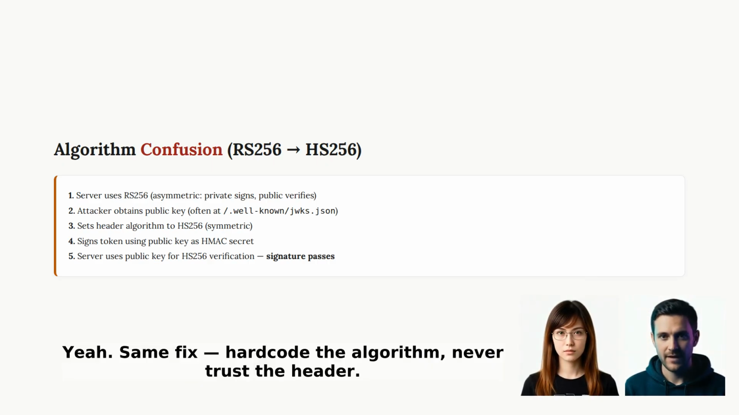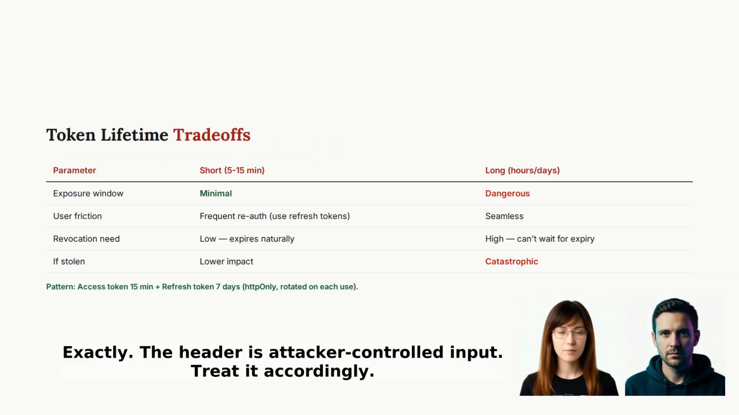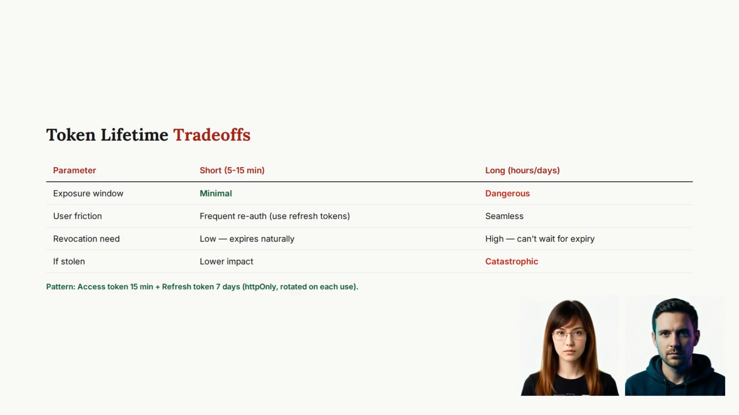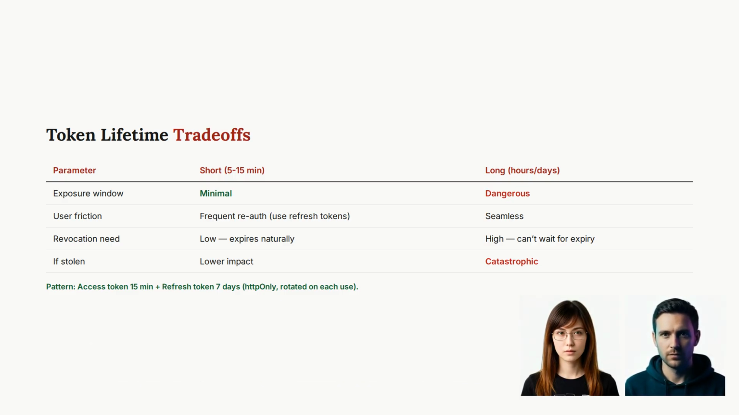Yeah, same fix. Hardcode the algorithm. Never trust the header. Exactly. The header is attacker-controlled input. Treat it accordingly. Let's talk about token lifetime. Short-lived versus long-lived. What's the trade-off?